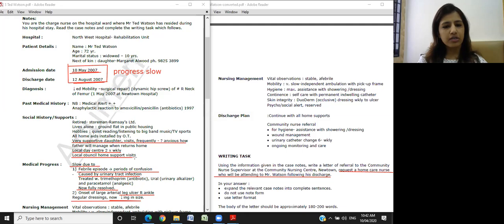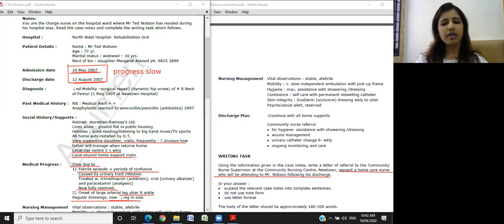Those kinds of home support visits are organized by the local council, which means a representative from the local council, probably a housekeeping staff, would be visiting the patient at home and helping with their cleaning, depending on what sort of job is given to them.